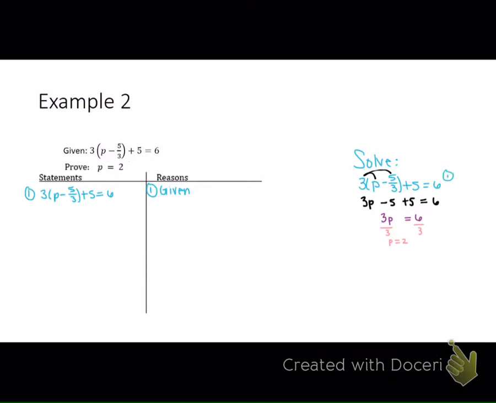Okay, so from step 1 to step 2, Cassie, what did we do? We did the distributive property. So to get that answer, we did 3p minus 5 plus 5 equals 6. And we used the distributive property. You may not skip steps, okay? You have to write everything out. So if you're doing multiple things at once, that's not going to work unless they're the same property. So you can't combine the 5 and the negative 5 yet.